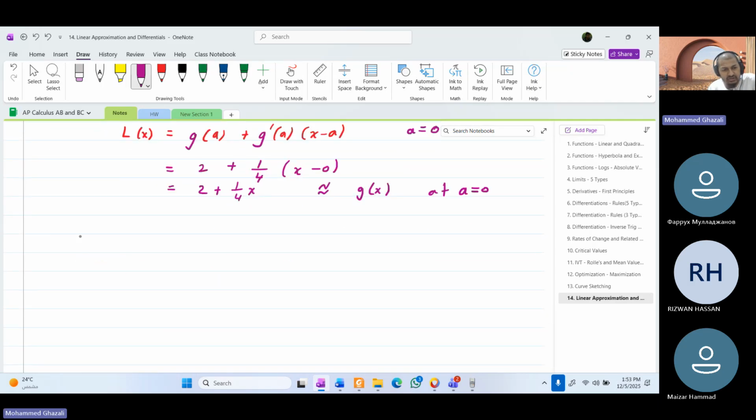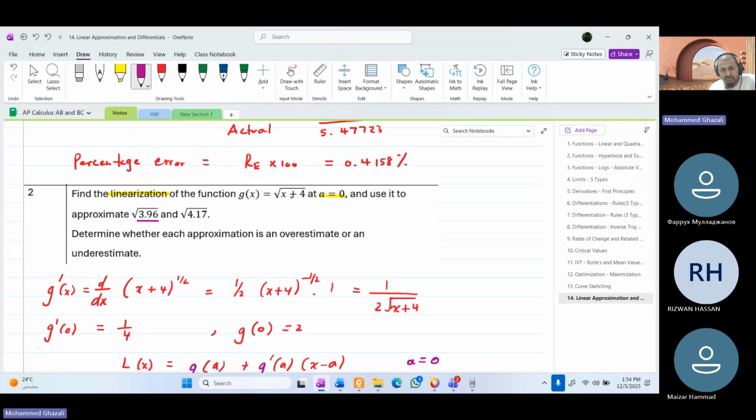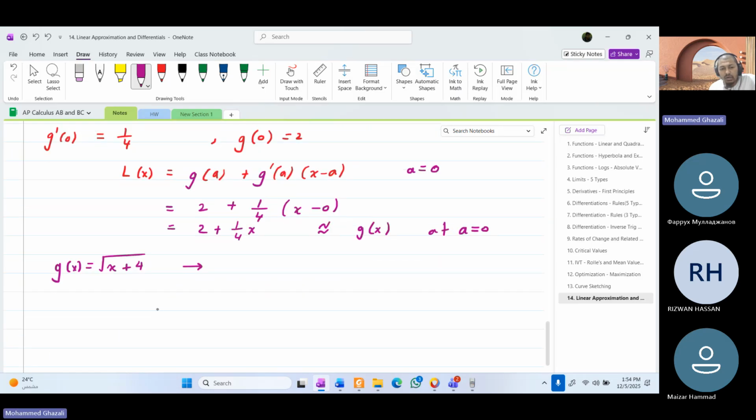So let's look at the original function. Remember, g of x is equal to the square root of x plus, it was x plus 4, right? Makes sense. Isn't that what the function is? The original function is g of x, which is square root of x plus 4. Now, you want to find the square root of 3.96.